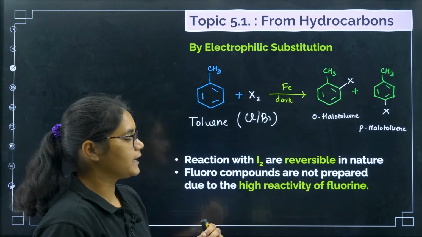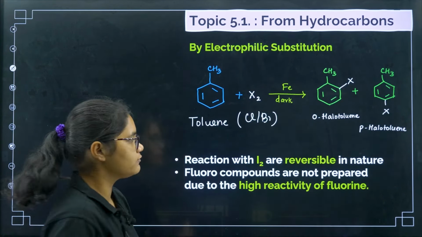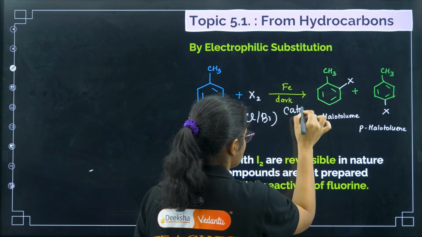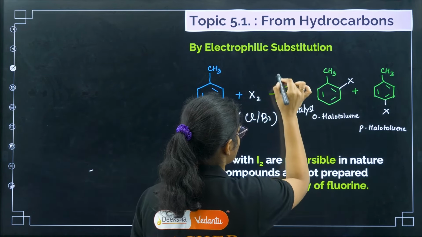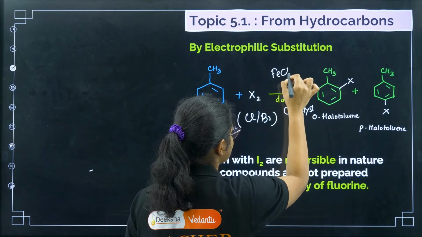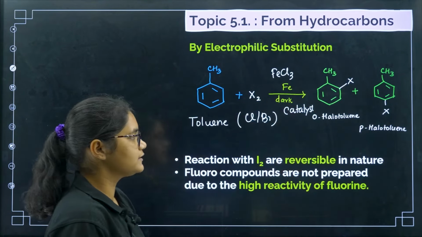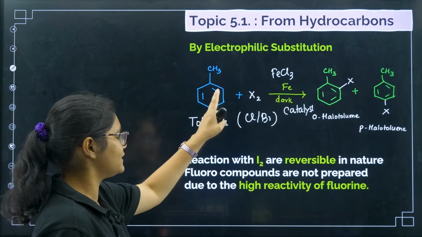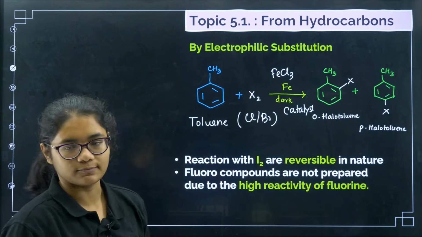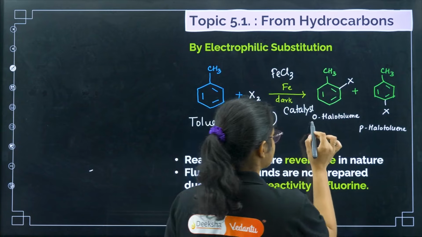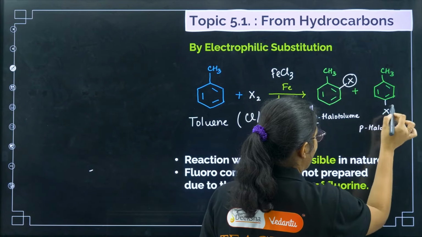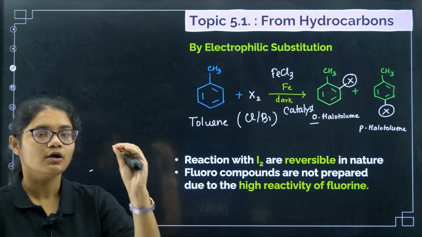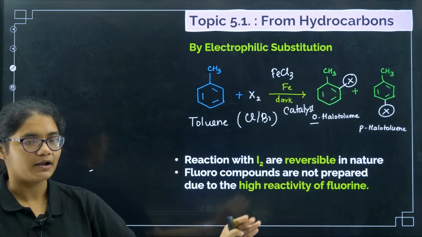Now you can take iron in dark, or we can also use FeCl3 as a catalyst. So these two things we can use. We will get that X gets attached at the ortho and the para position. Clear? X gets attached at ortho position and para position.